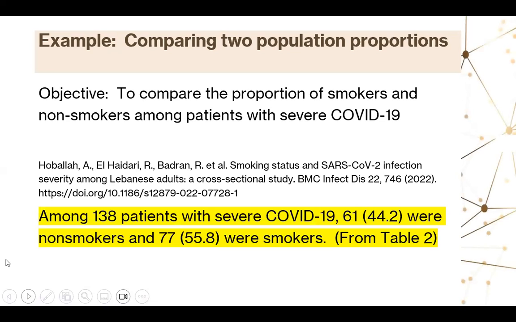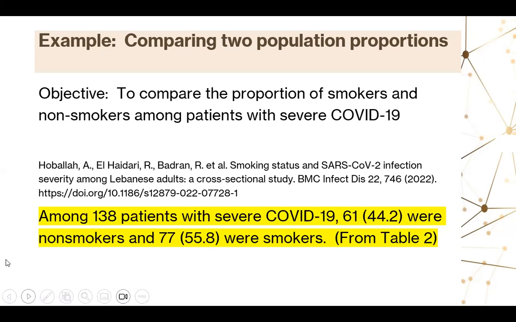Let's go now to our second example. Let's say we want to compare two population proportions. For example, your objective is to compare the proportion of smokers and non-smokers among patients with severe COVID-19 infection. So again, you hit the literature.